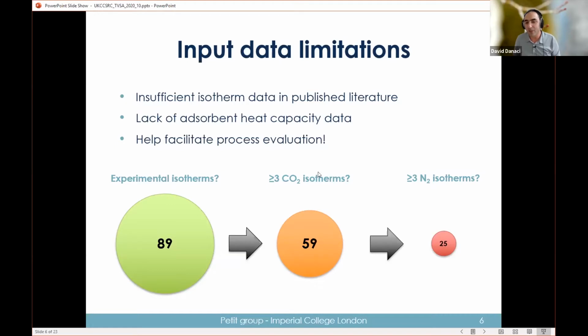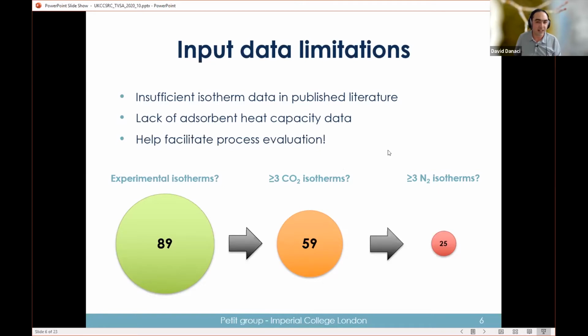In theory, you could get away with 2 each because that's the minimum amount you need to get a temperature effect and fit your Langmuir isotherm or your SIPS isotherm, whichever isotherm model you're using. But it's much less reliable. It's definitely preferred to have at least 3 and ideally more.